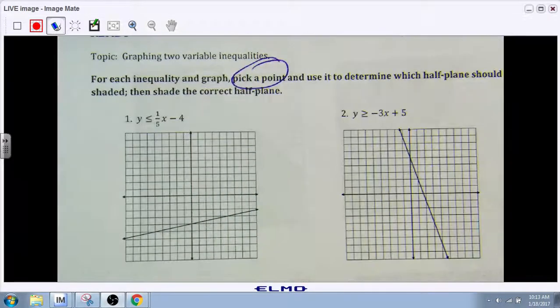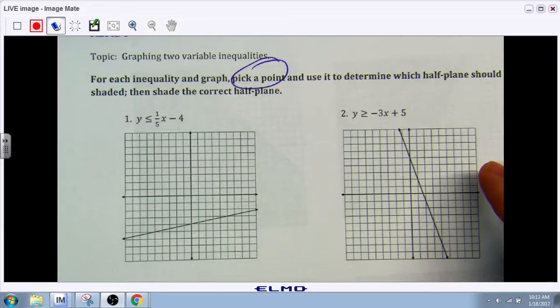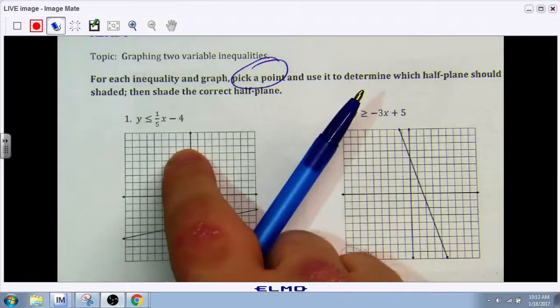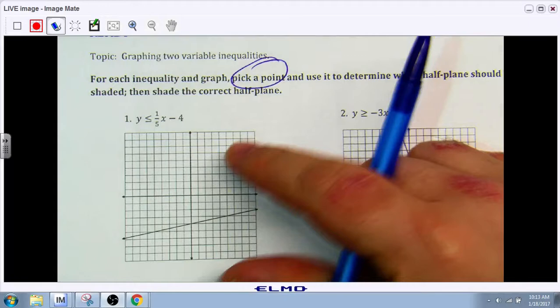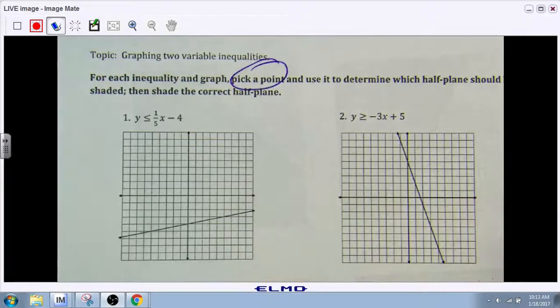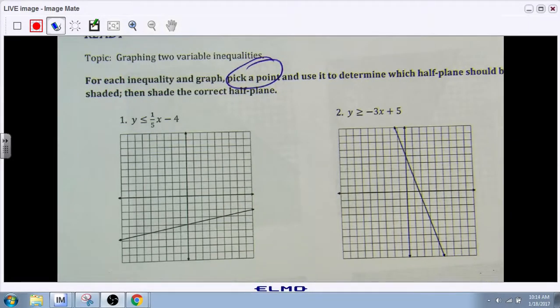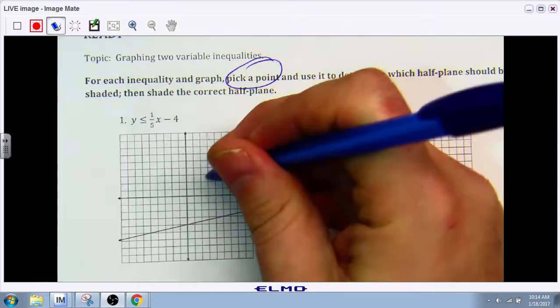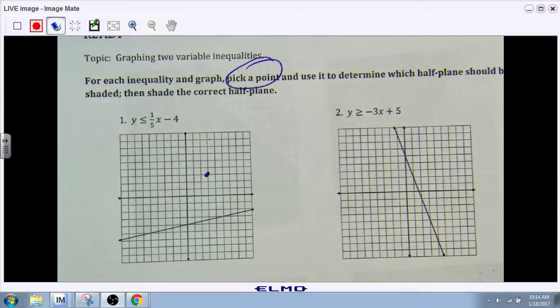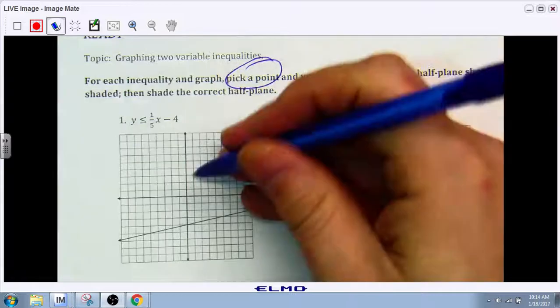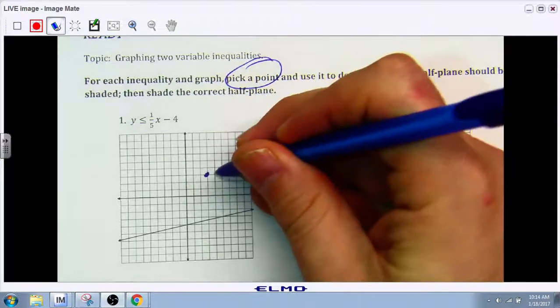We get to choose a point and use it to determine which half plane, so half plane, either this side of the line or this side of the line, that's what the half plane means, should be shaded, then shade the correct half plane. So what I'm going to do is I'm going to pick a point. I'm going to pick this point. How did I pick that point? I threw my pen at random. But what point did I pick? Well, it turns out I picked the point 3, 3.